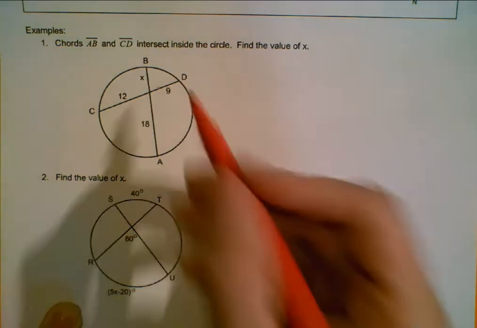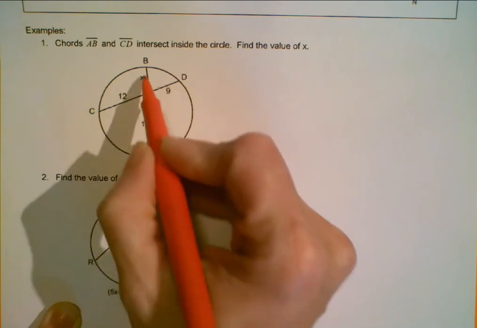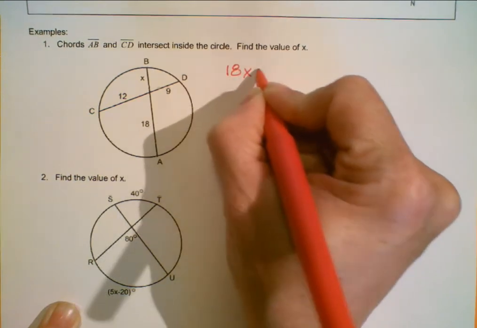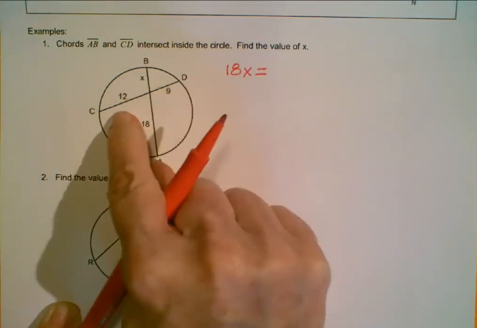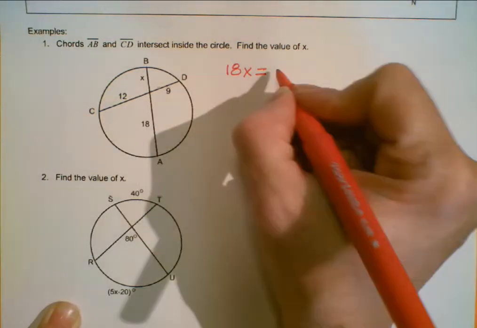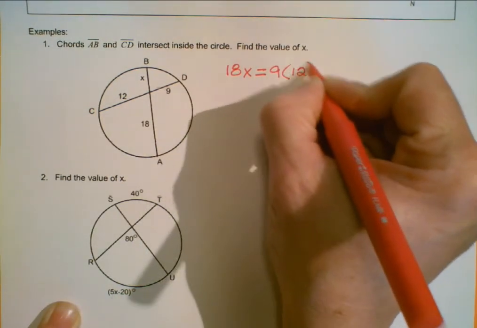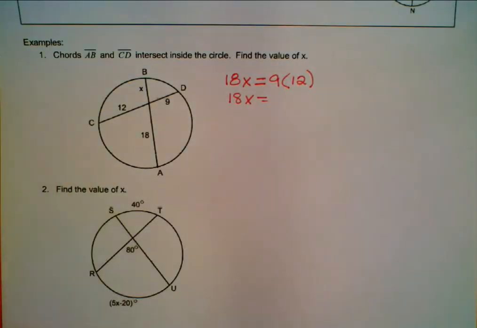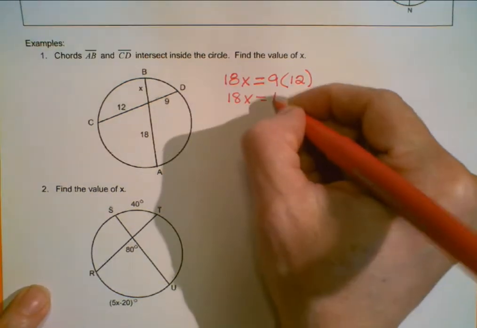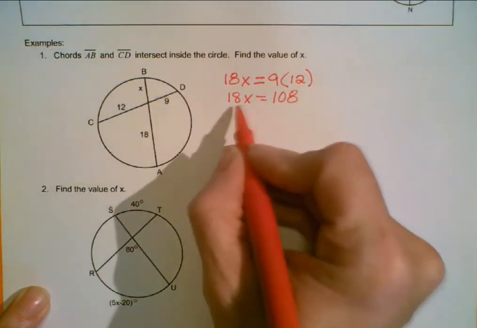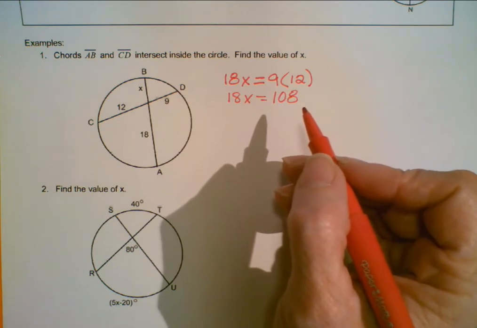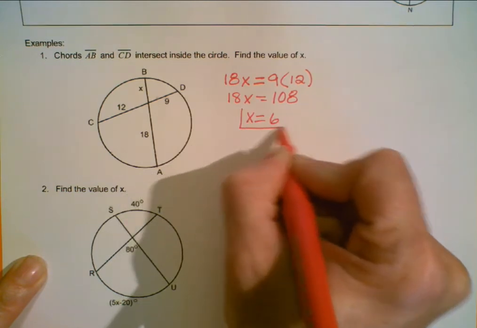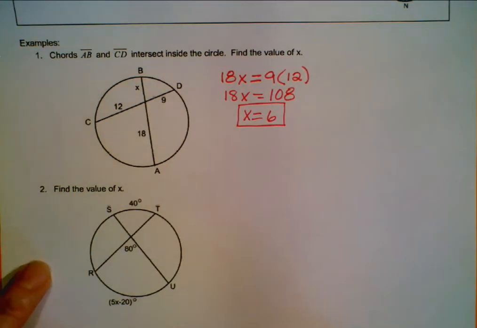According to our second theorem up above, the two parts of one chord multiplied together, so 18 times x, is equal to the product of the two parts of the other chord, so 9 and 12 multiplied together. Okay, so 18 times x, can't do anything with that just yet. 9 times 12 gives us a value of 108. Divide both sides by 18 to find our value of x, which in this case is 6 units. And that takes care of number one.